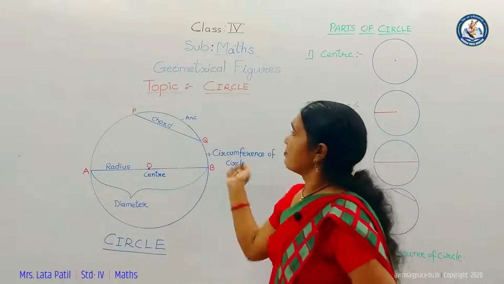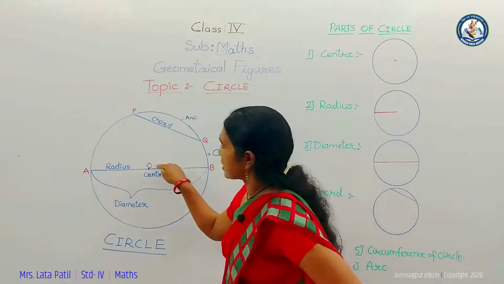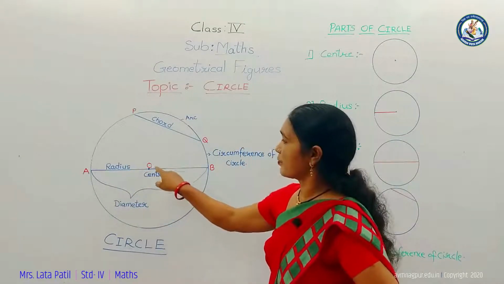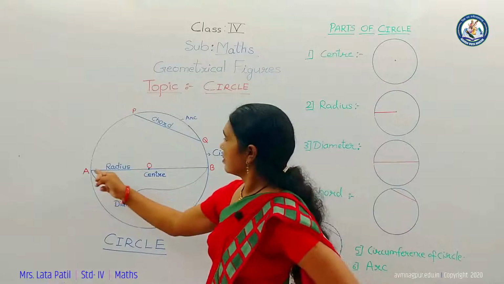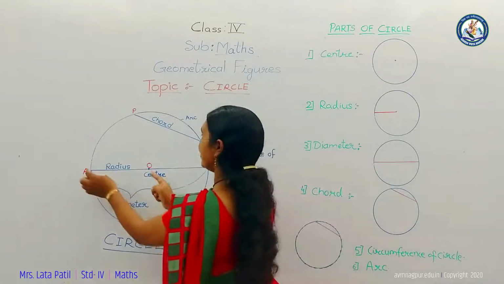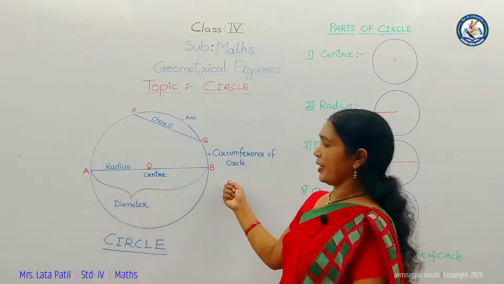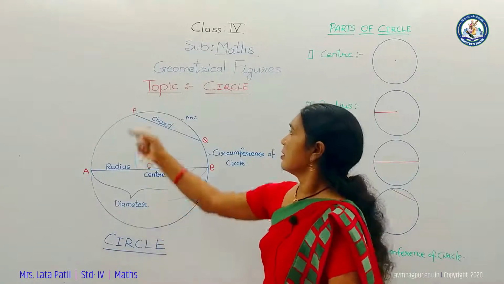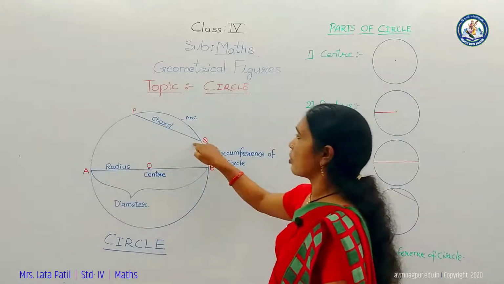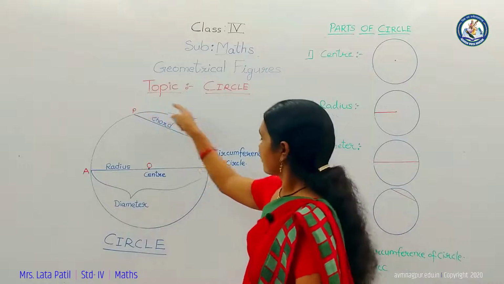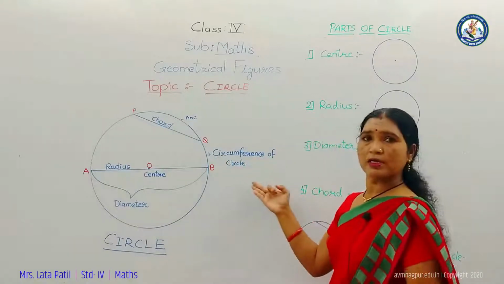Now see, these are the different parts of circle. First of all, this is the red point. Here it is red, written by red colored O. This is known as center. Then this line starting from A to O, it is known as radius. Then point A to point B, it is called diameter. Then the line from point P to Q, this line is called chord. Then the ring, the ring is called the circumference of the circle.